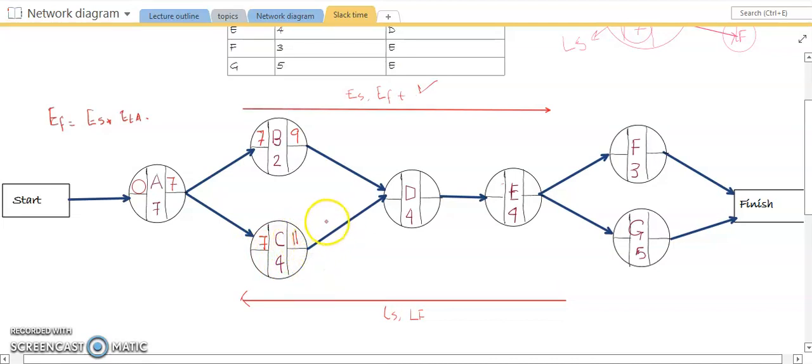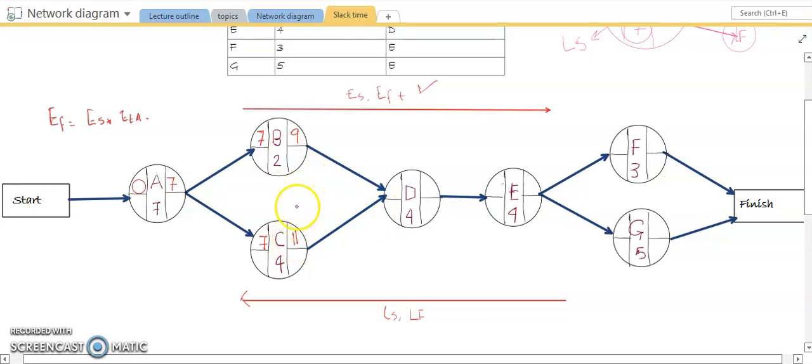Right. Now here comes the thing to consider, that activity D will take 4 days, but which time to allocate to activity D? Either 9 or 11. So let's consider that if we allocate time 9 to activity D, which means that as soon as B is completed, D could be started. But what about C, which has 11 days to complete?